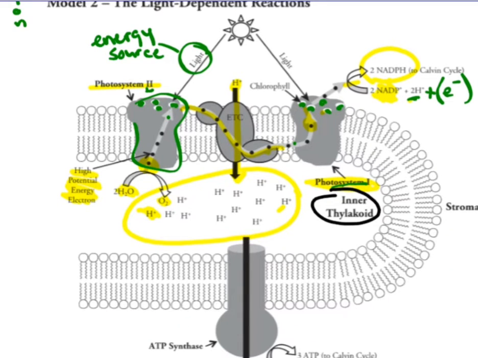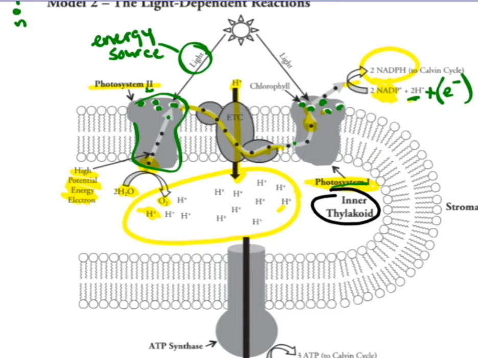My only gripe with this diagram is it's showing it balanced. This has to happen twice to get NADPH. So that's why it's showing you 2. Because it's a flat diagram, so it can't show you 2 rounds. But it takes 2 rounds to make 2 NADPH.